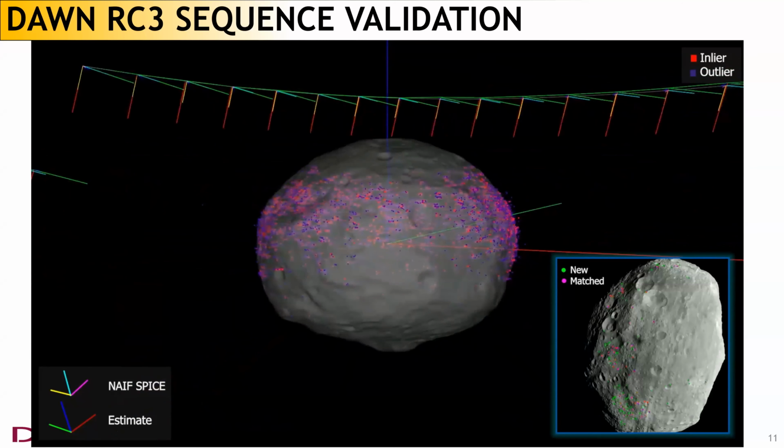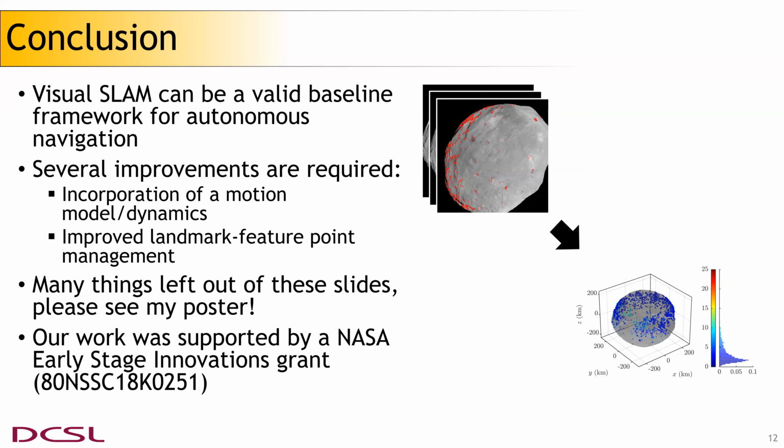And so based on this, we conclude that we can actually use this framework for relative navigation, and several improvements are still required. For example, we can incorporate motion and model dynamics and improve the landmark feature point management. And these are things that are being studied at the moment.